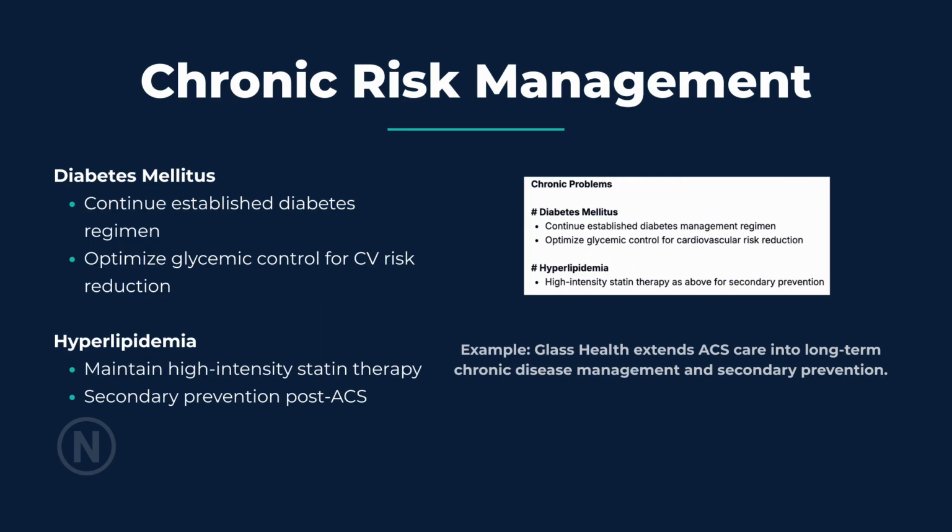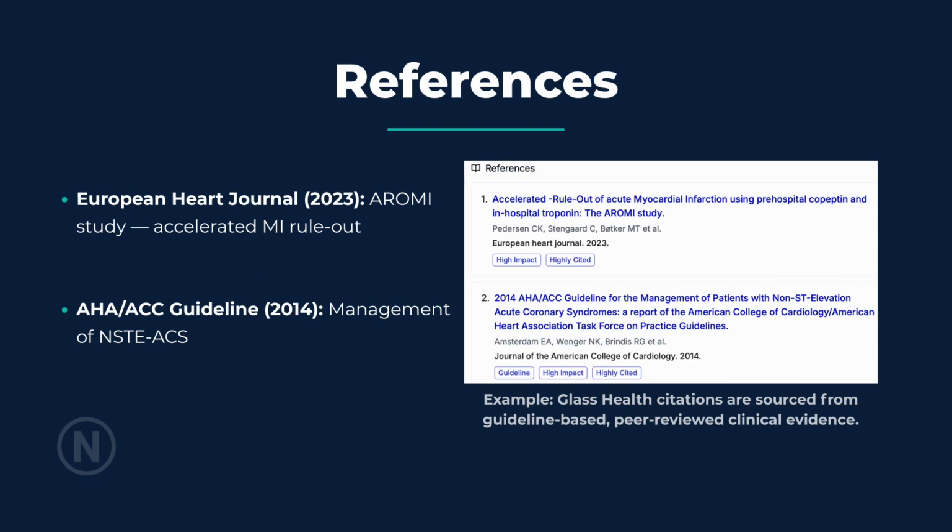Glass Health extends the treatment plan beyond the hospitalization. It recommends optimizing long-term glycemic control, maintaining high-intensity statin therapy, and coordinating primary care and cardiology follow-up to reduce the risk of recurrent events. Glass Health grounds its recommendations in real, peer-reviewed evidence. Each reference links directly to the actual guideline or study, including the AROMI myocardial infarction rule-out trial and the AHA-ACC guidelines for non-ST elevation acute coronary syndromes.